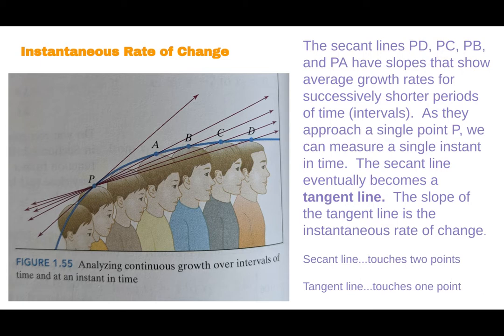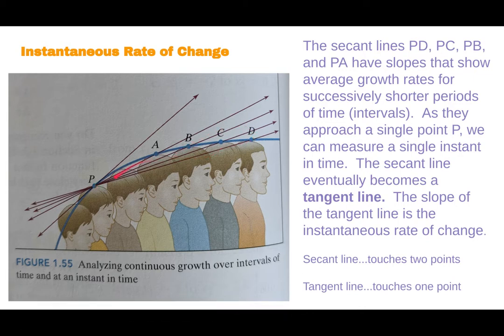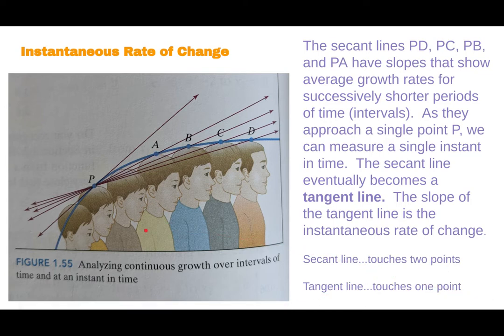Then we have the instantaneous rate of change that we started Friday, where we have a series of successive secant lines. So we see PD, PC, PB, and PA. All of these lines are drawn over different intervals that are getting closer and closer to point P. And by the time the secant line gets to point P, it becomes what we call a tangent line. The slope of that tangent line is what we call the instantaneous rate of change. So the secant line touches 2 points, and the tangent line only touches 1 point.